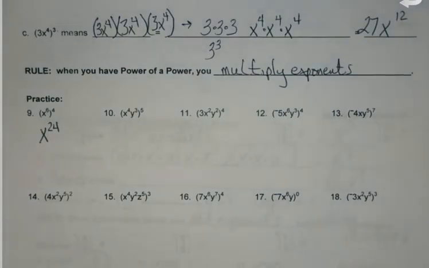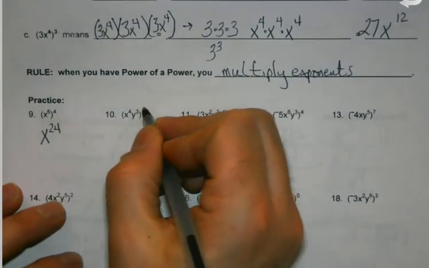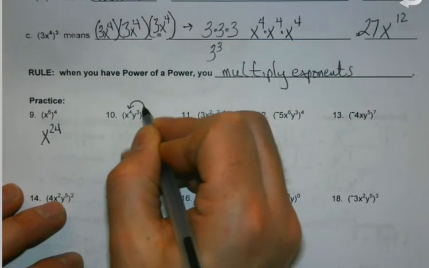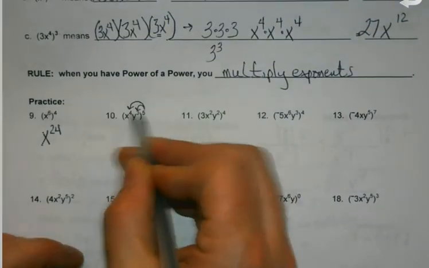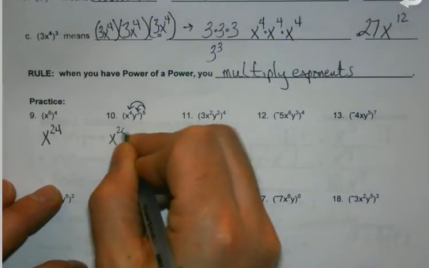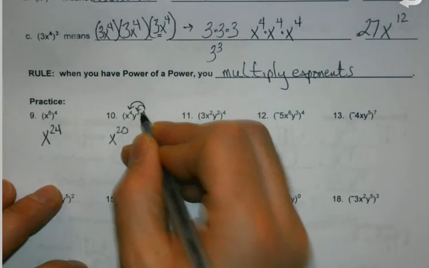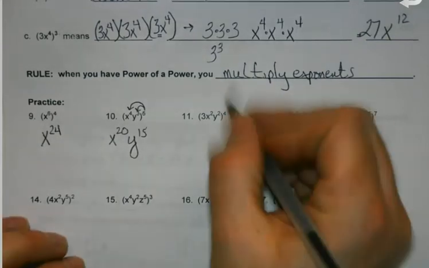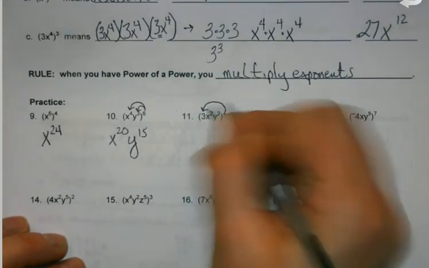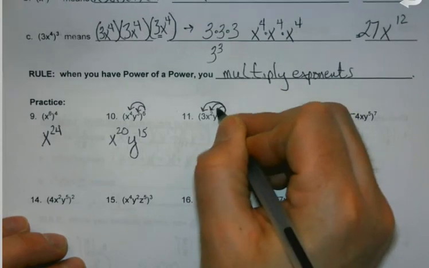If you have multiple variables, that exponent outside distributes to both of them on the inside. But I'm still multiplying each one. So x, it's 4 times 5. Y is 3 times 5. And that's going to be my key, just remembering that it goes to each part inside. And even if there's a number, it goes to the number, and it goes to each of my exponents.